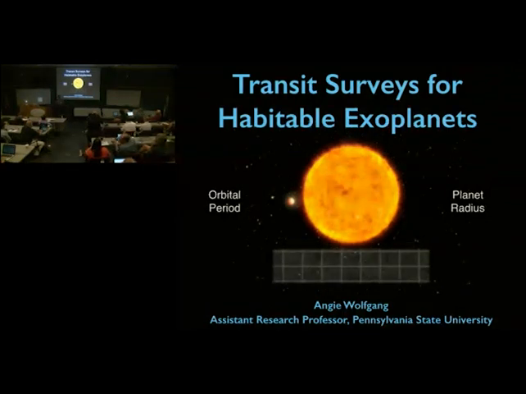I'm putting this up on the title slide because I'm going to come back to this at the very end, particularly how transit surveys assess whether or not a planet is habitable. So keep this in mind. Right now we're considering orbital period and planet radius.